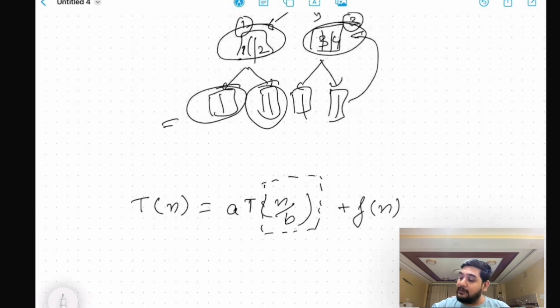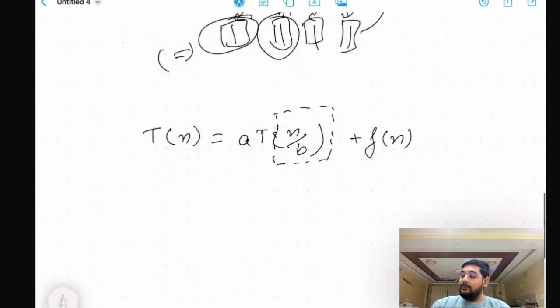And f(n) is the complexity that is required to combine at a very singular unit. Any complexity that is required for dividing in a particular algorithm will be counted as f(n). Okay, so just treat this algorithm as your base algorithm for the master theorem.